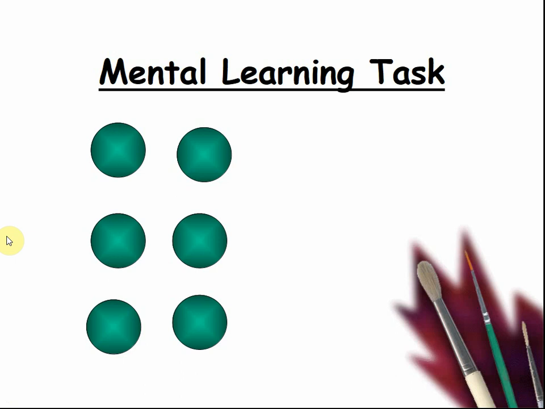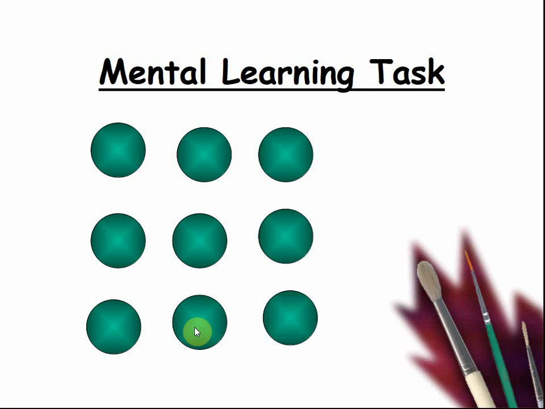This time, how many dots can we count together? 1, 2, 3, 4, 5, 6. There are 6 dots this time. So if you have a 6, turn over your cards. How many dots do we have this time? Let's see. 1, 2, 3, 4, 5, 6, 7, 8, 9. We have 9 dots this time. So if you have a 9, turn over your card.